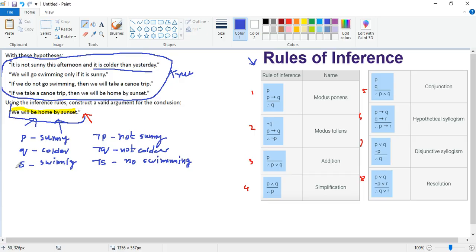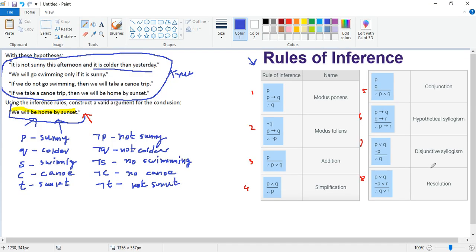Now the other thing is canoe trip. So I'll represent that as C, which means I'll go for the canoe trip. And not C will be I'll not go for the canoe trip. Right, now do we need anything else? Okay, we need one more thing. It says we'll be home by sunset. So we can represent that as T, which means we'll reach home by sunset, and not T will be we will not reach home by sunset.